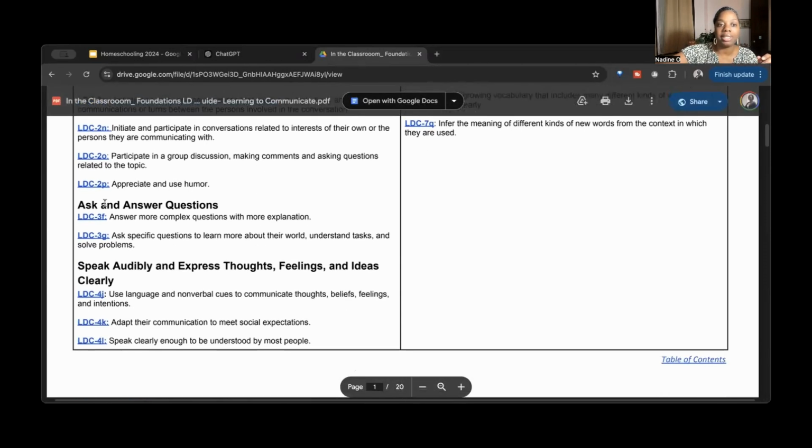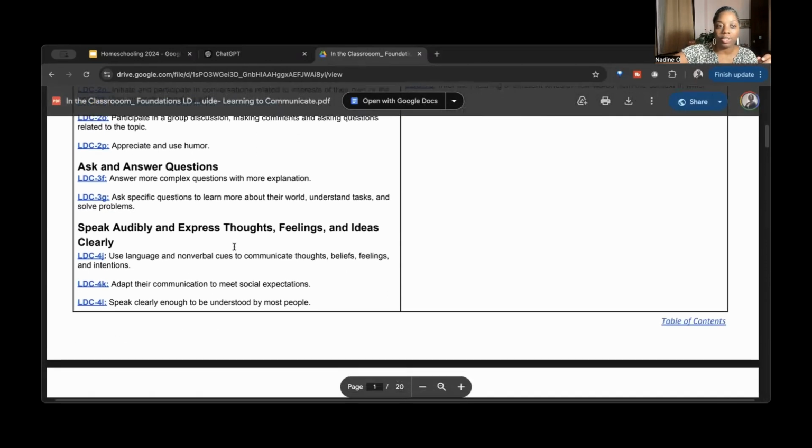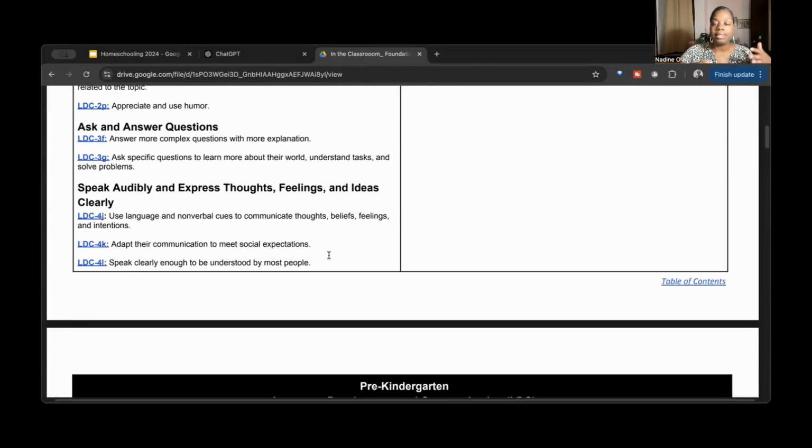Participating in conversations, asking and answering questions, speaking audibly and expressing thoughts, feelings, and ideas clearly. Now, this is definitely something that once you're aware of what your preschooler should be able to do at this age, that you can watch out for it and encourage it by slowing down your speech pattern and modeling.